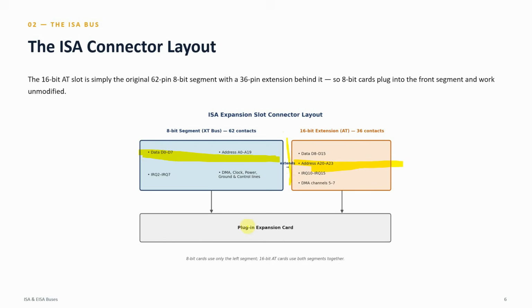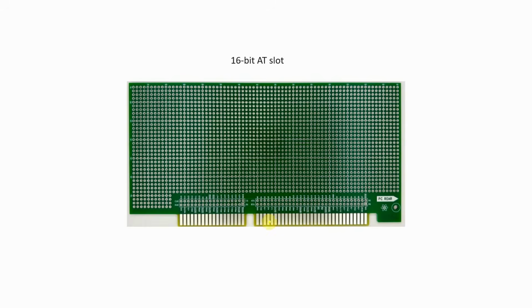So how to identify it? You're going to plug it into an expansion card. It is going to look like this. This is 8 bits and this is for 16-bit. So this is nothing but my 16-bit AT slot.